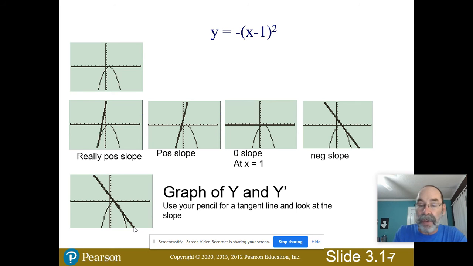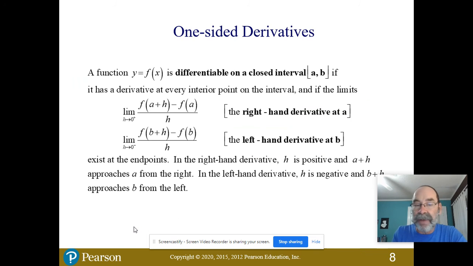Okay, and then we have different rules. We have a quotient rule, we have a product rule, we have a chain rule, all different types of rules to use, depending upon what kind of function we have. Okay, so that's looking at the graph of the derivative.